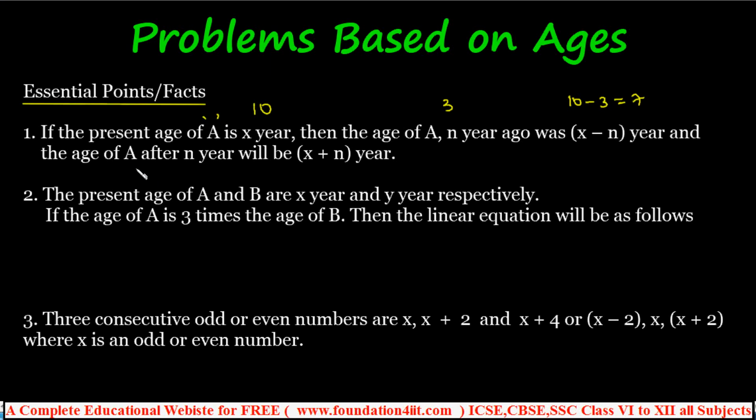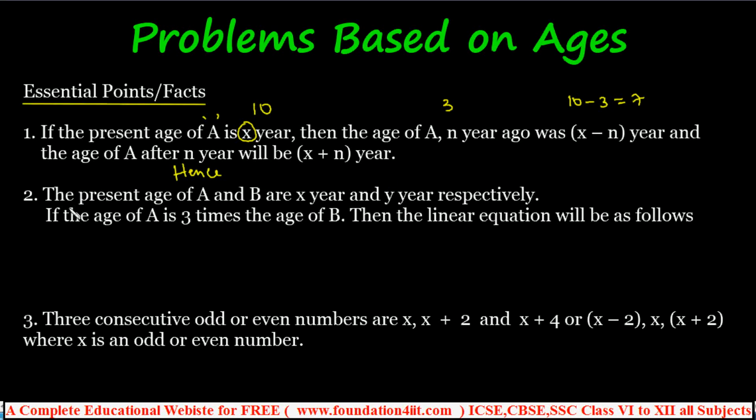And the age of A after n years is x plus n. So x is fixed. Before means you have to subtract. Afterwards means you have to add. That's it: x minus n years ago, and after n years is x plus n. Sometimes they will give the word 'hence' also. Hence is just after, from a particular age to next, continuation or later or after. Hence, all these words come under plus.